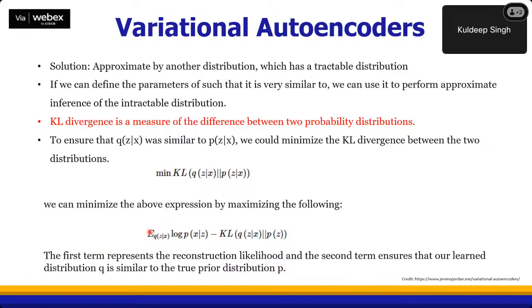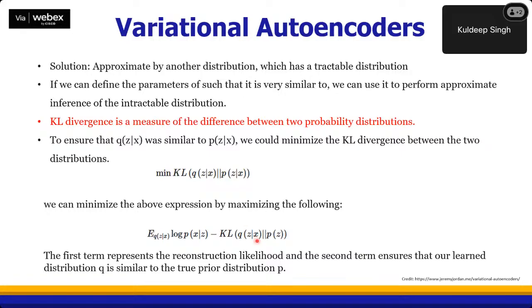So here the first term basically represents the reconstruction likelihood. What does it mean? This is the distribution of reconstruction. Z is the latent space representation. X is the output of the decoder network. So basically, the decoder network is reconstructing. So this particular term represents the reconstruction likelihood.